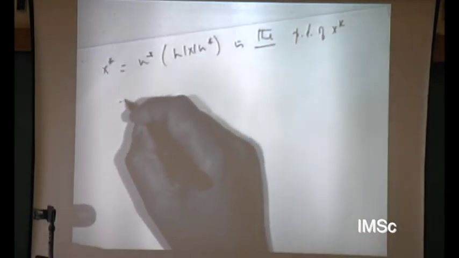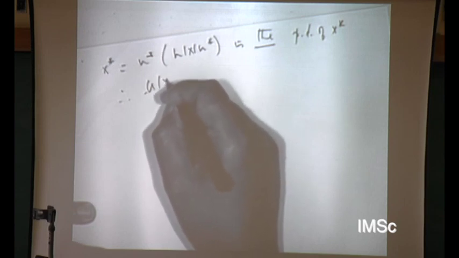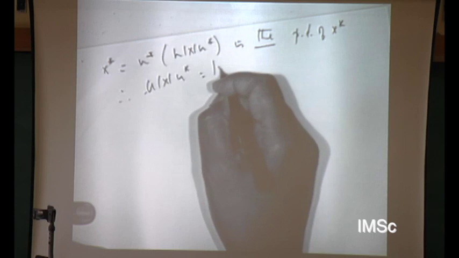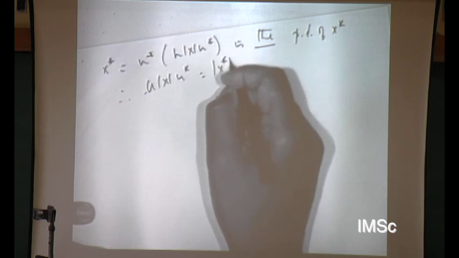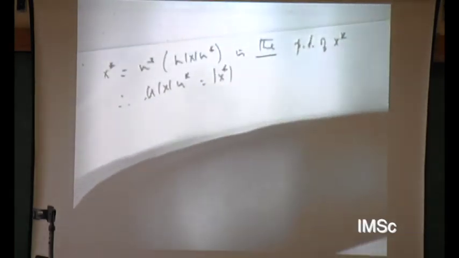Therefore, in particular, U mod x U star must be mod of x star. Because if we take the polar decomposition of x star, the positive part will be mod of x star. So what is really happening is, let me go back to my picture.